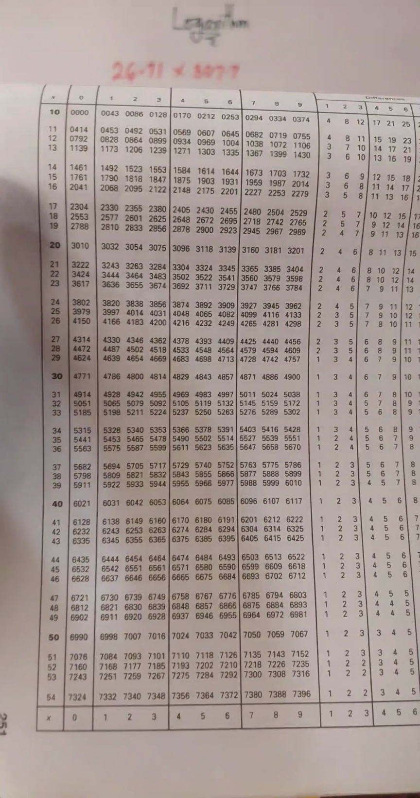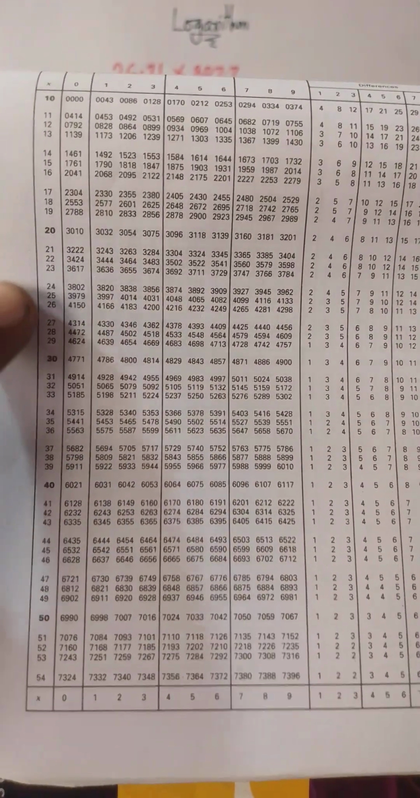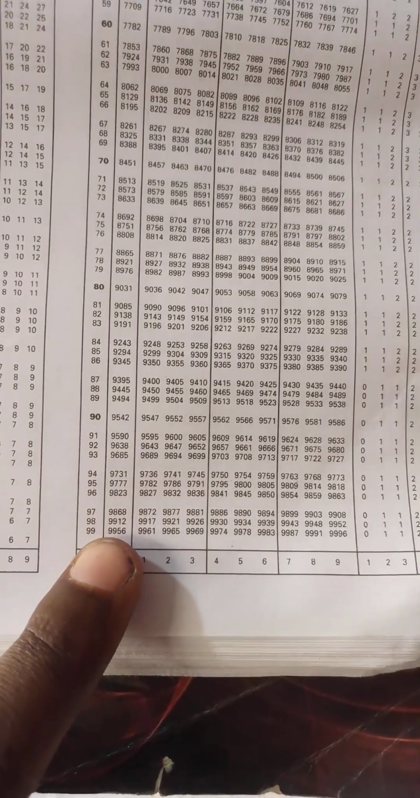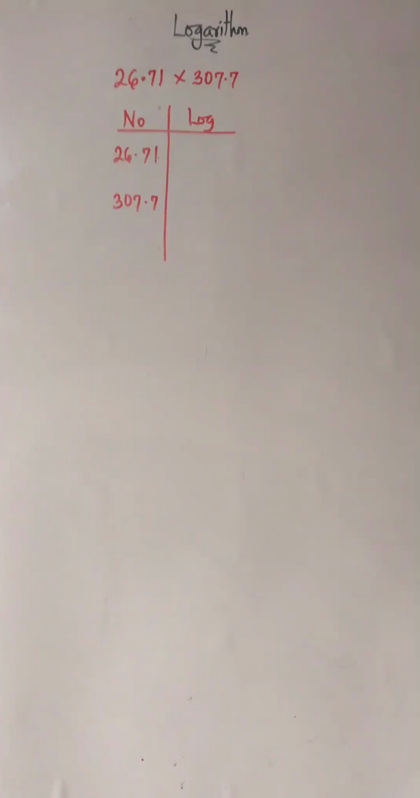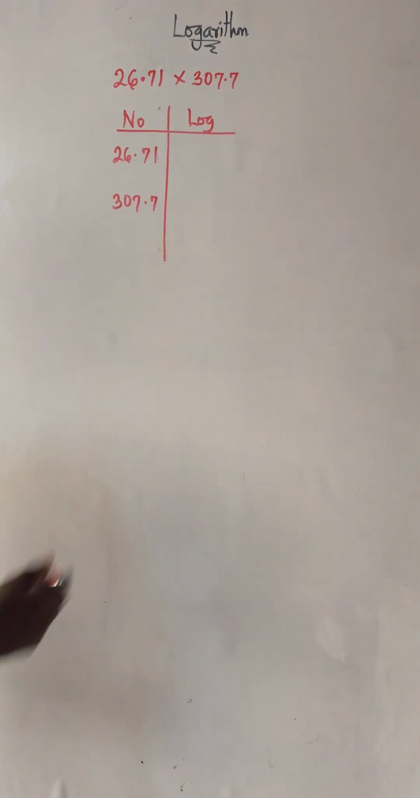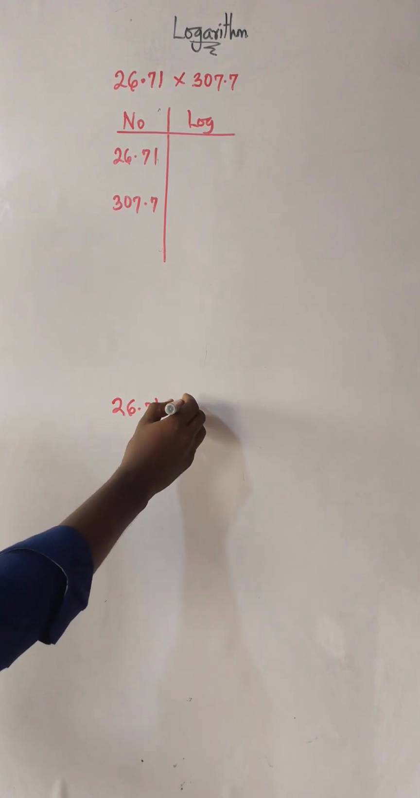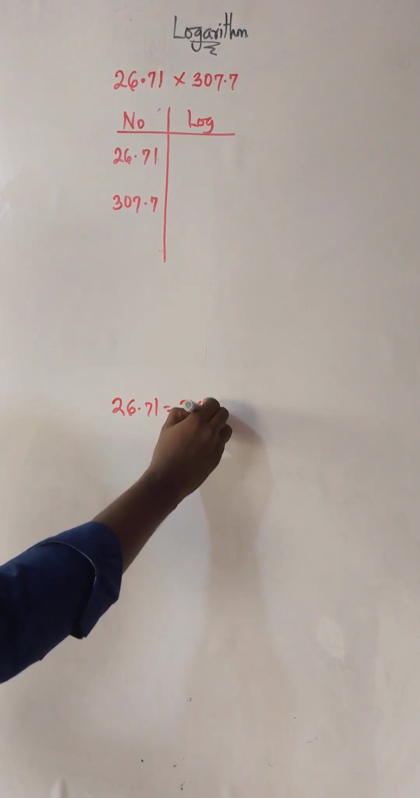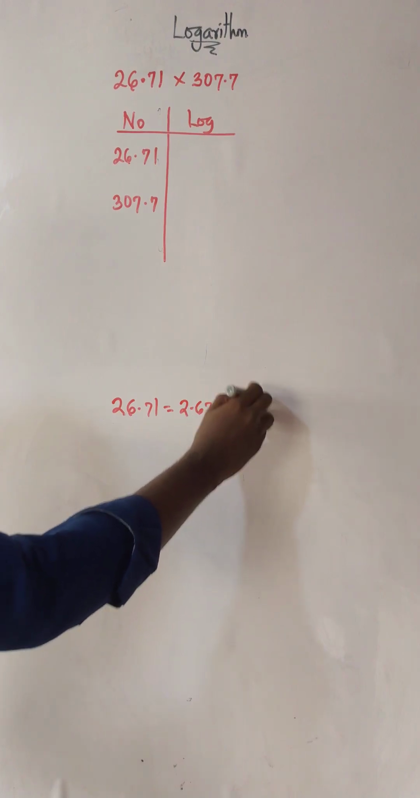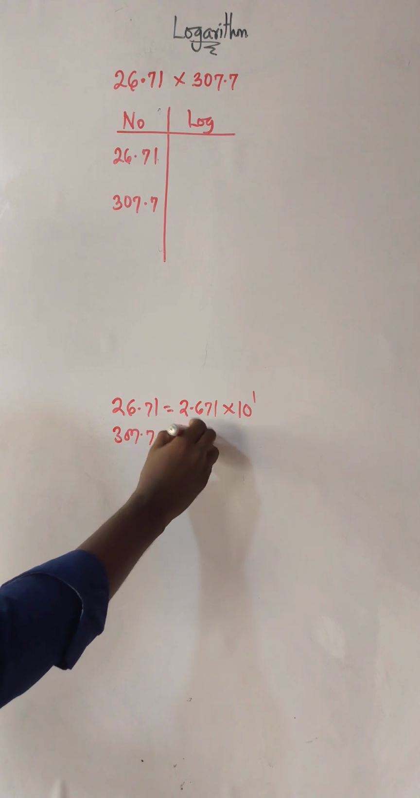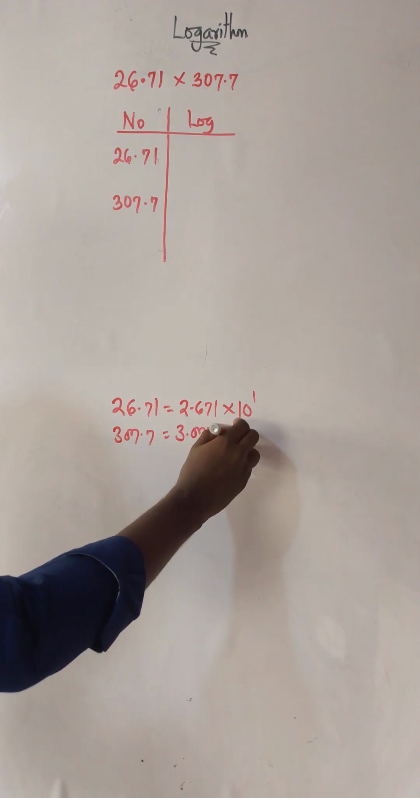Here we have the numbers 11, 12 to 54, then we continue until we get to 99. The first thing you have to do is to express each number in standard form. So 26.71 is 2.671 times 10 to the power 1. Then 307.7 is 3.077 times 10 to the power 2.